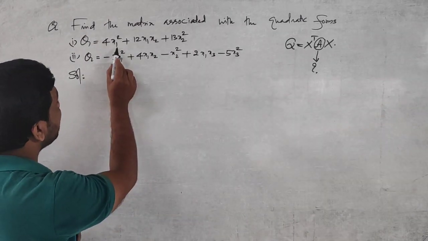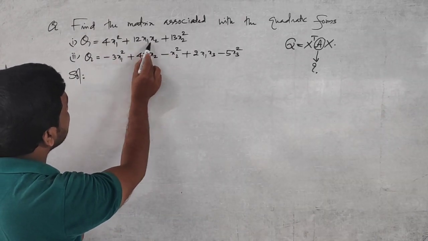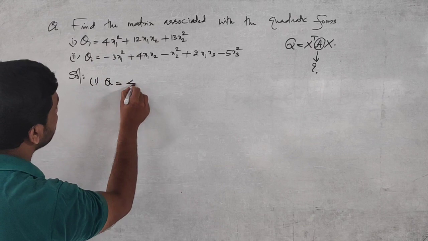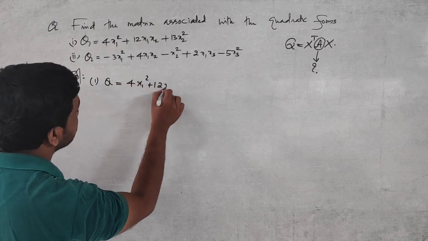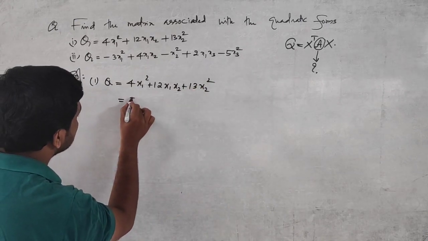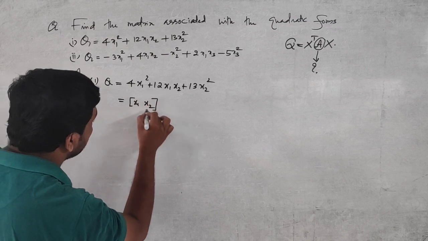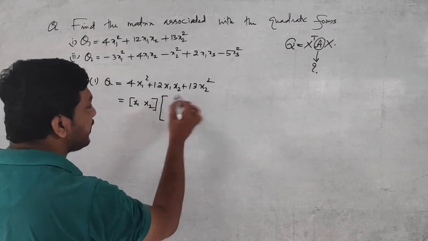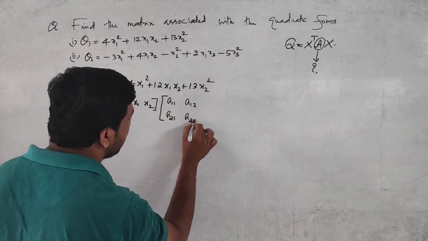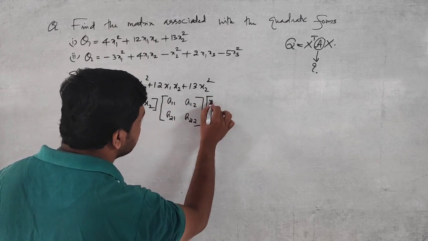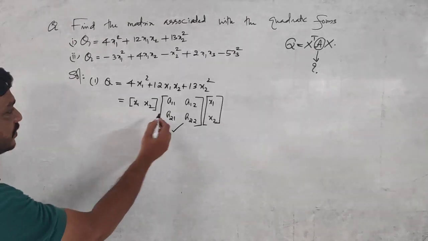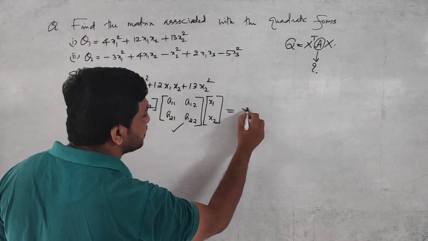In the first question, how many variables are here? The only variables are x1 and x2. So in the first question, Q is 4x1 square plus 12x1 x2 plus 13x2 square. Then it is x1, x2 because of the 2 variables, and you have a matrix A. It is a 2 by 2 matrix, that is a11, a12, a21, a22, and here is x1, x2. What is our aim? Our aim is to find this matrix A. So this is x transpose Ax.